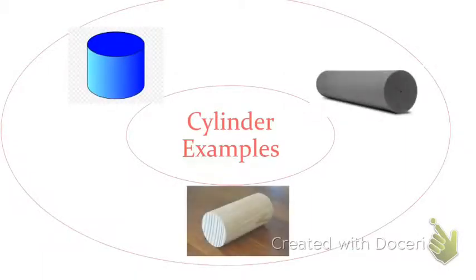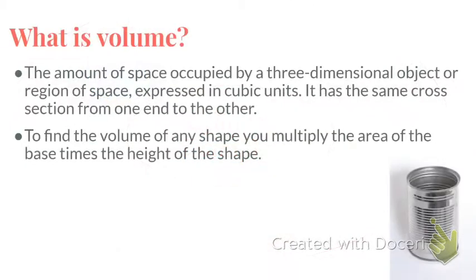These are all different types of cylinders. Then we're going to have to ask ourselves, well, what's volume? Volume is the amount of space that's occupied by a three-dimensional object or a region of space, expressed in cubic units. It has the same cross-section from one end to the other. So there's that word cross-section again.